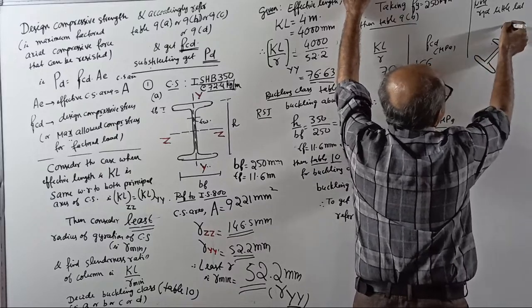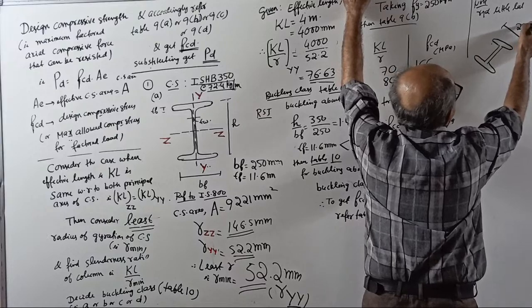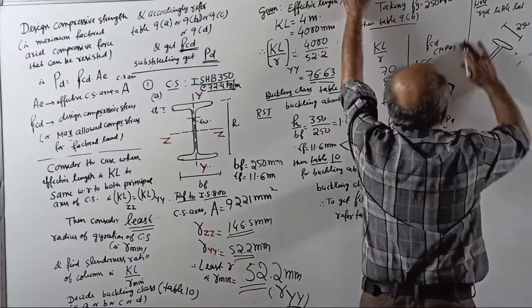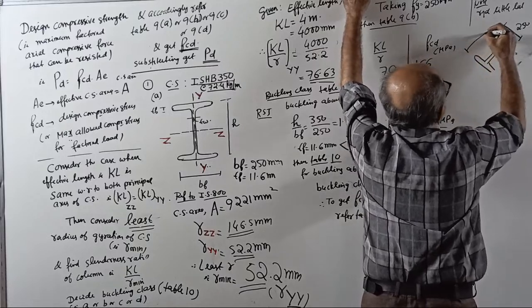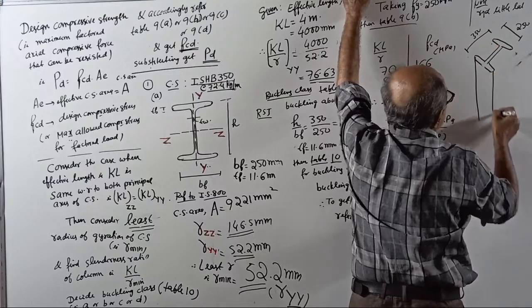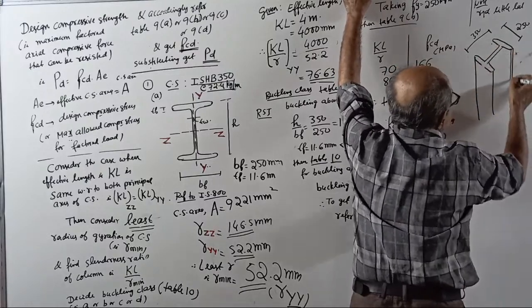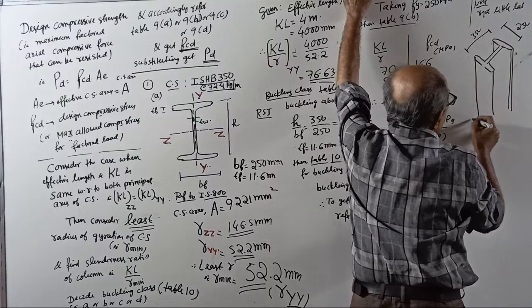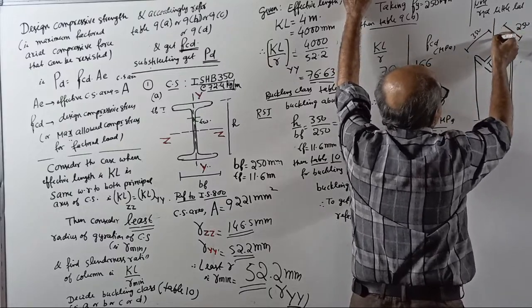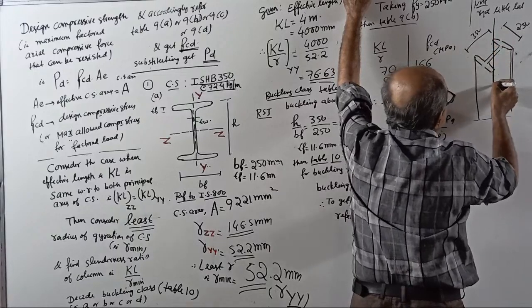Tell me, this width is 250. This is 350. Yes or no? Just a note, this is 350 millimeter. The column is like this. This column, its axial load, factored axial load.